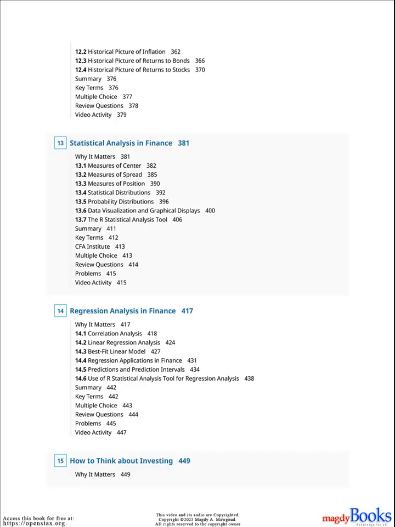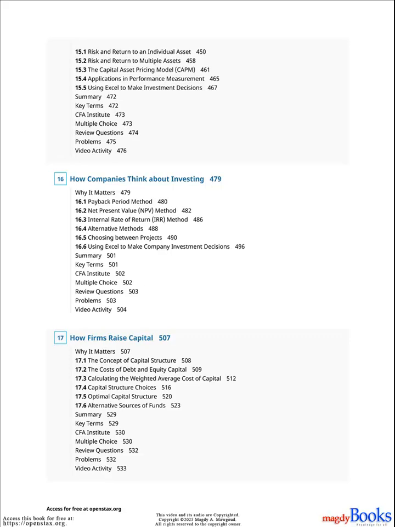15. How to think about investing. Why it matters. 15.1. Risk and return to an individual asset. 15.2. Risk and return to multiple assets. 15.3. The Capital Asset Pricing Model, CAPM. 15.4. Applications in performance measurement. 15.5. Using Excel to make investment decisions.